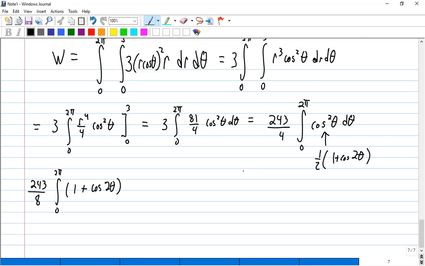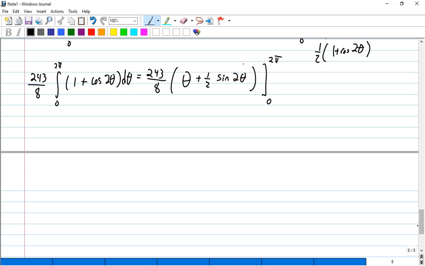So what's the integral of 1? Infinity? Is that what you said? Theta. That's our variable. You wouldn't know that because I didn't write d theta. All right, and then what's the integral of cosine 2 theta? 1/2 sine 2 theta. And now we're going to evaluate that from 0 to 2 pi.